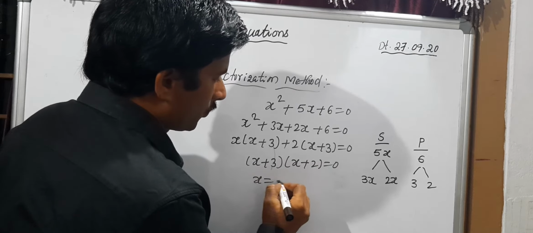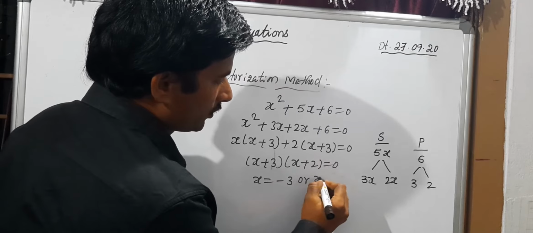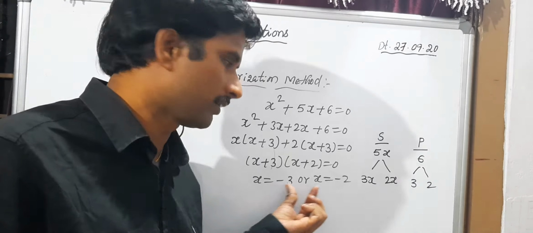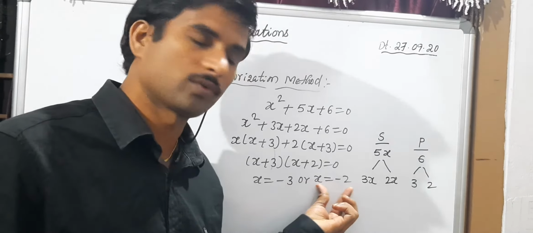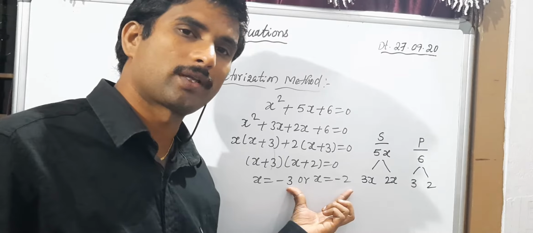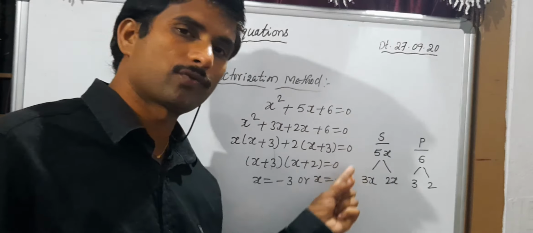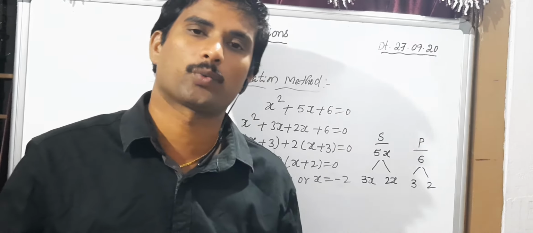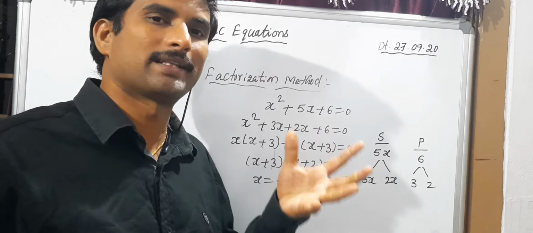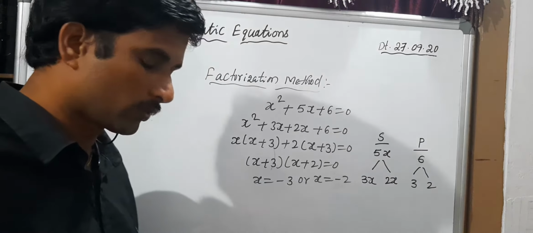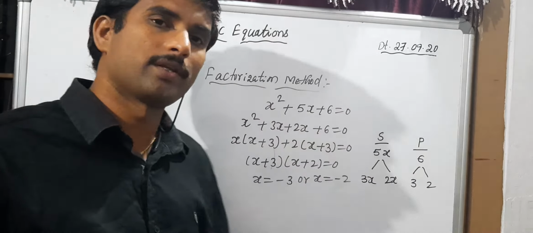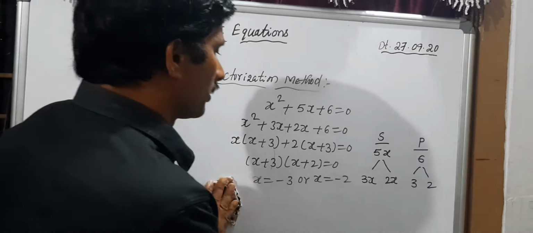Whenever the product of 2 factors is equal to 0, the first factor is 0 or the second factor is 0. From this we get x equal to minus 3 or x equal to minus 2. So minus 3 comma minus 2 are the roots of the given quadratic equation. This is the way to find the roots of a given equation by the factorization method, nothing but splitting the middle term.